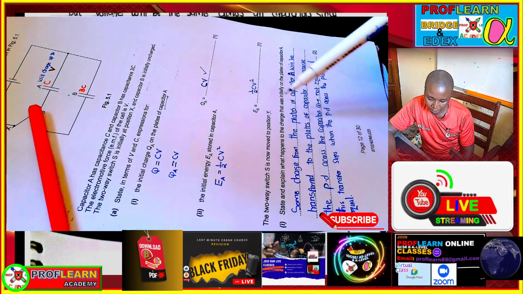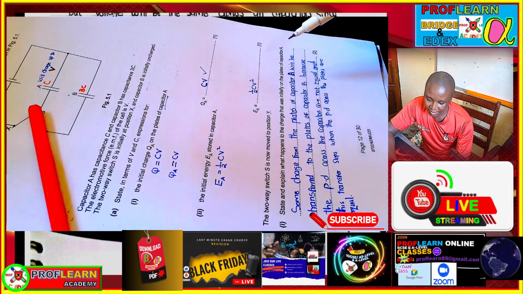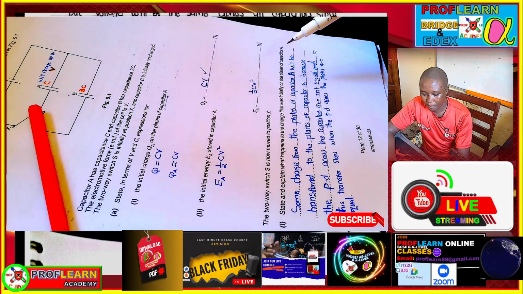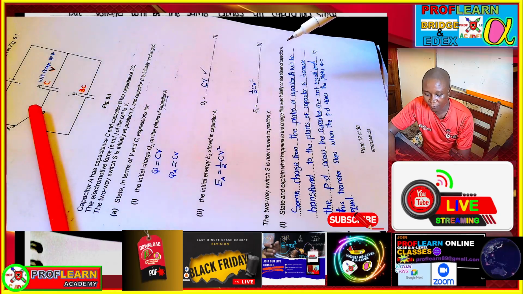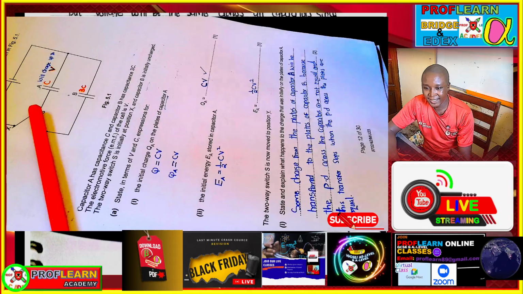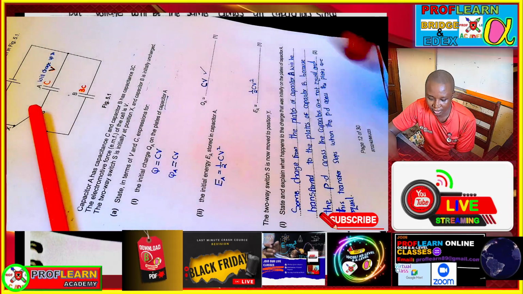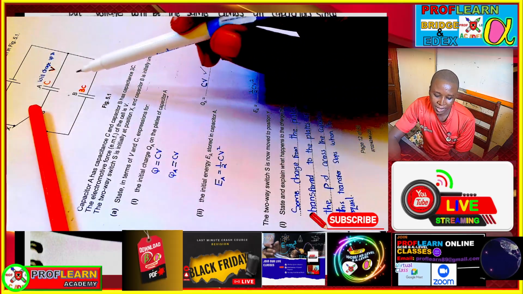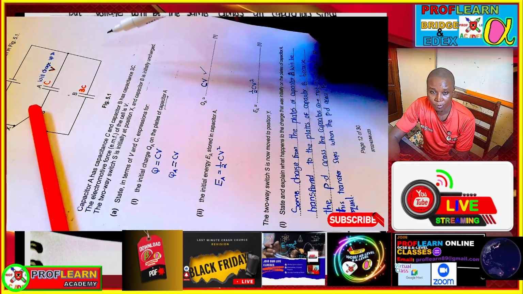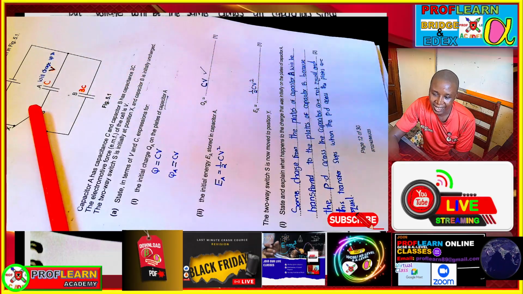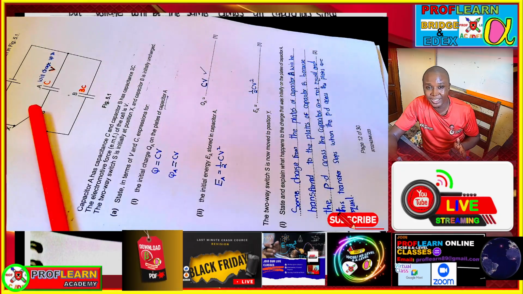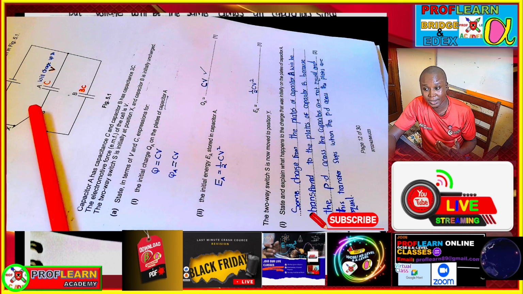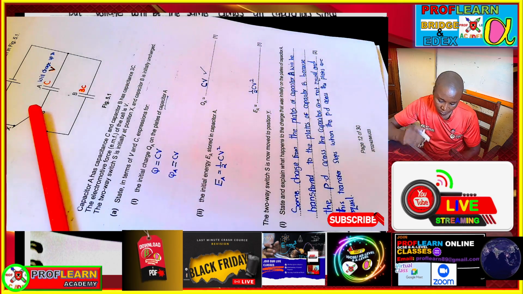State and explain what happens to the charge that was initially on the plates of A. So since this one is uncharged, it means charge is going to flow. Charge is going to flow until the potential difference between the two capacitors is the same. So that's what you need to put into consideration.